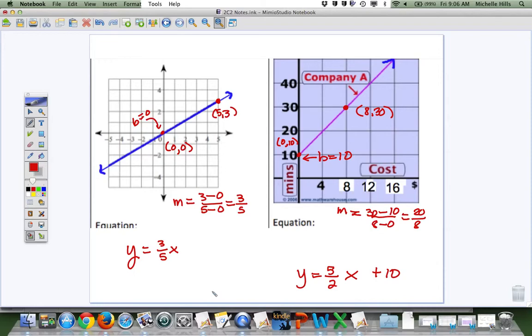So calculate the slope. That's going to be the coefficient of your x, and slope is rise over run. And then look to see where the line crosses the y-axis, because that's b. That's your y-intercept. Don't forget to write your equation when you're done. I usually, as soon as I know any part of the equation, go start my final answer.